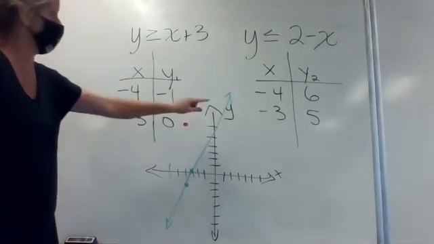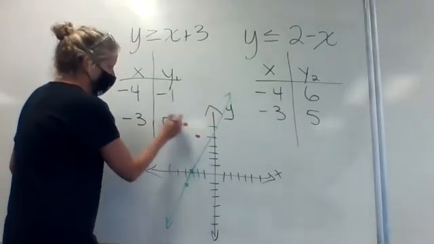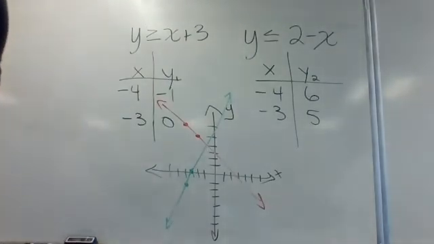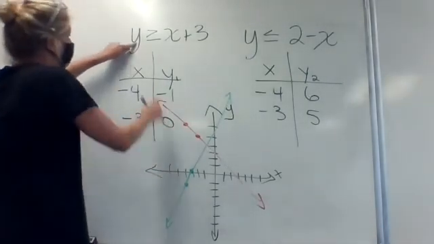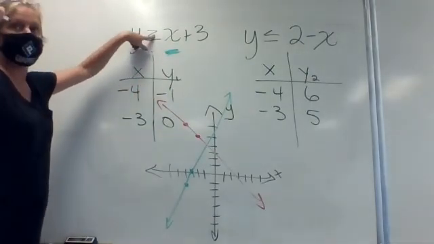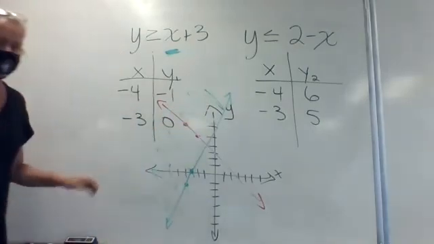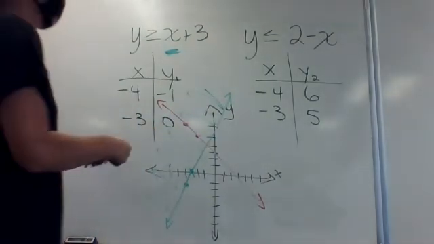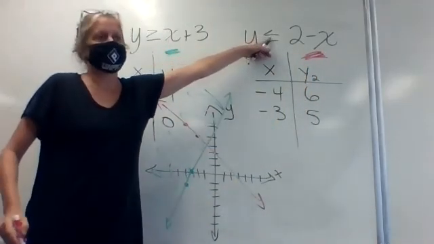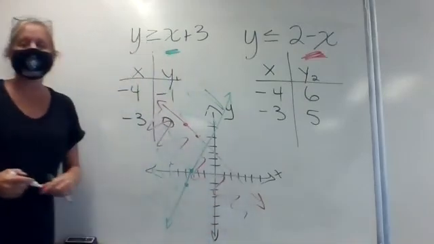Oh, I should have shaded. -3, 5. To the left 3 and up 5. And it's another solid line. Okay, I should have shaded this one before I moved to the next one. So this green line, it wants me to shade above it, right? Greater than or equal to the green line. So all of this. This red line is less than. So I'm going to shade below my red line.